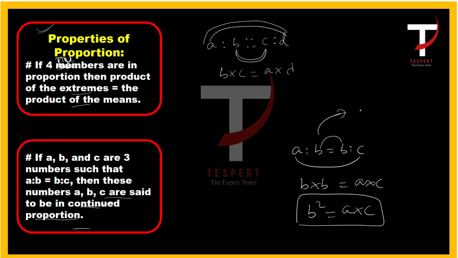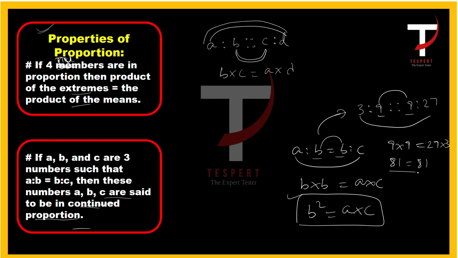In numerical form, we can write it like this as 3 is to 9 as 9 is to 27, right? So if we consider A is to B as 3 is to 9 and B is to C as 9 is to 27, here B and B are equal, 9 and 9 are equal. So if we apply this, product of means, that is 9 into 9, is equal to product of extremes, 27 into 3. So 9 9s are 81 and 27 into 3 is 81, right?